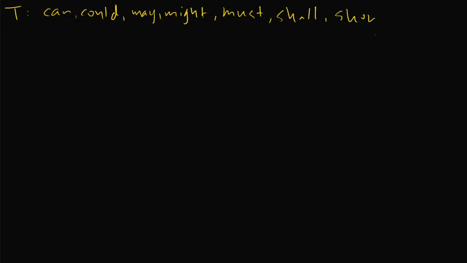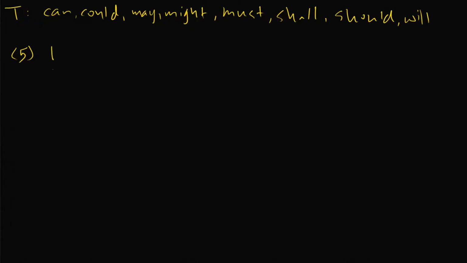We also used subcategorization last week extensively to deal with certain facts about what kinds of verbs can follow our new category T. So all of these T categories, can, could, may, might, must, shall, should, and will, we noticed that these had to be followed by the bare form of any verb.